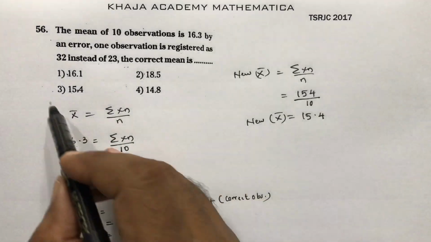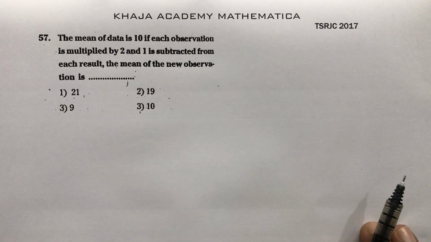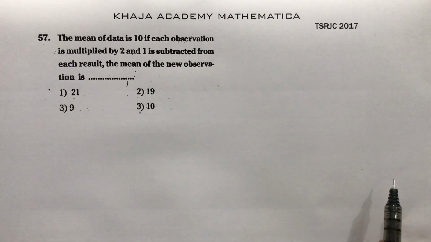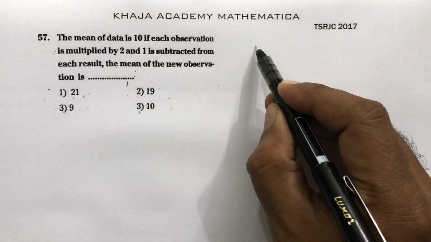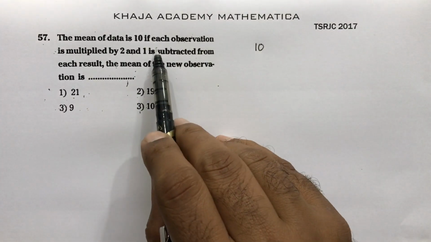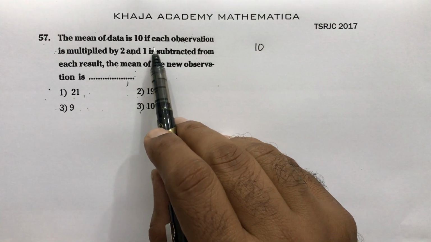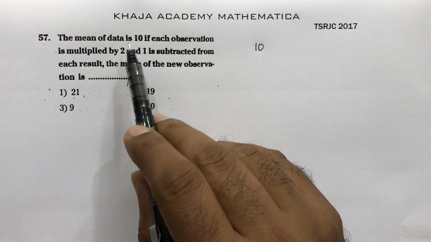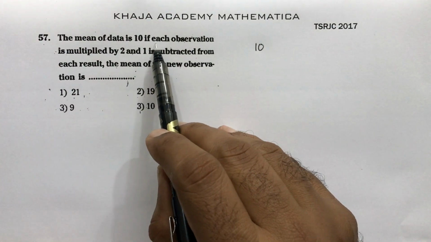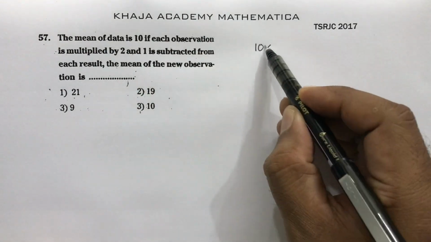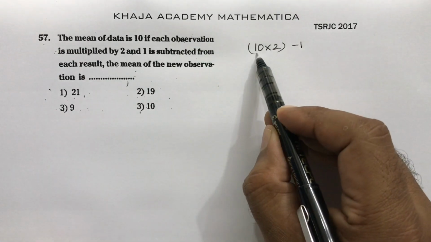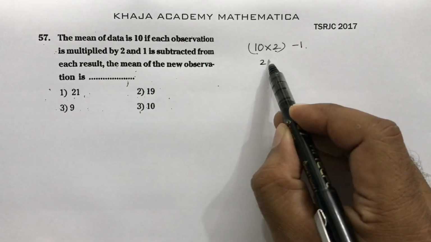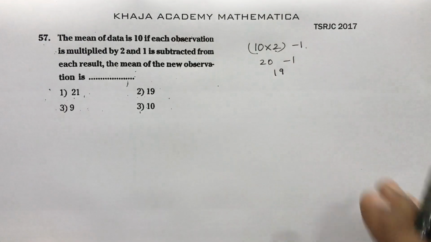So the correct option is 3. The mean of data is 10. If each observation is multiplied by 2 and 1 is subtracted from each result, the mean of the new observations is? Whatever way the observations get affected, in the same way the mean also gets affected. So if each observation is multiplied by 2, the mean also is multiplied by 2, and we subtract 1 from that result. So 20 minus 1. The answer is 19.